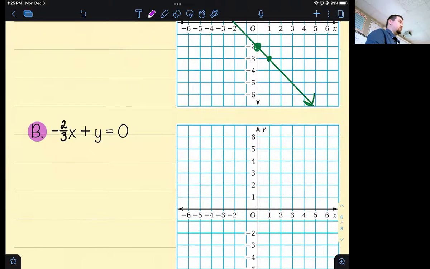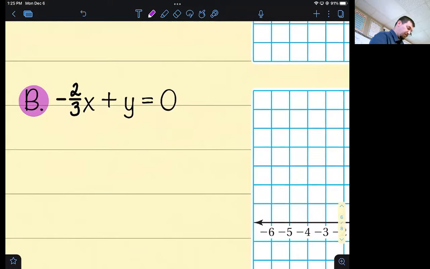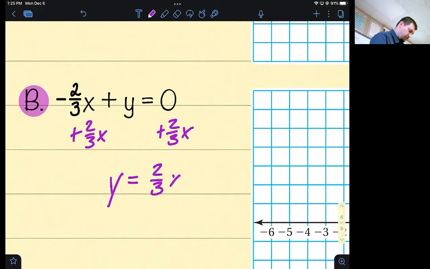Example B. Christian, help me turn this into slope-intercept form. Okay, what's that going to give you? That's it? Oh, so what's the y-intercept? So what's another word we have for these types of equations? Oh, come on, it was just last week.